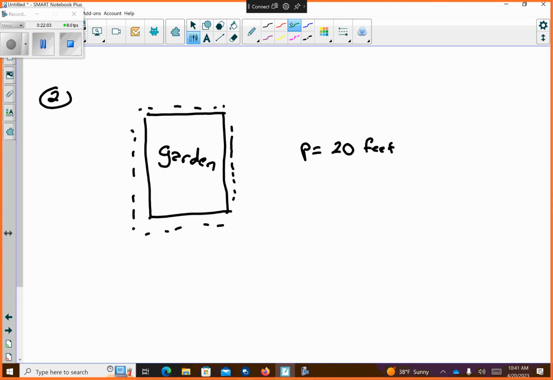So we have a rectangle, or it might be a square, I don't know. All right, so we have a perimeter of 20. That was told to us. All right, the length of the rectangle is x, and the width is 10 minus x. Now, I purposely went kind of backwards.